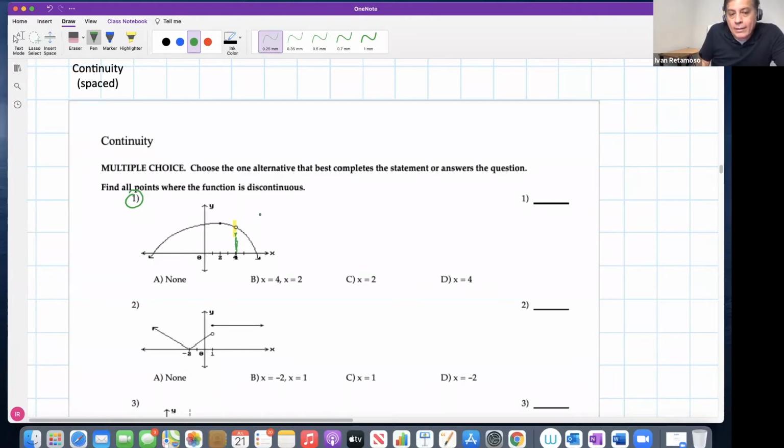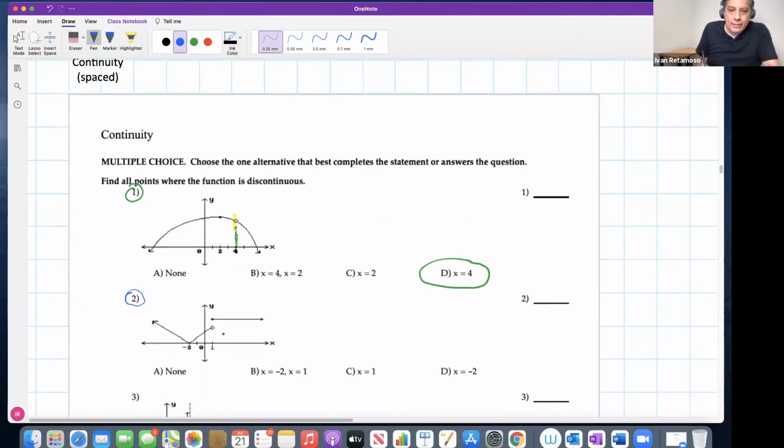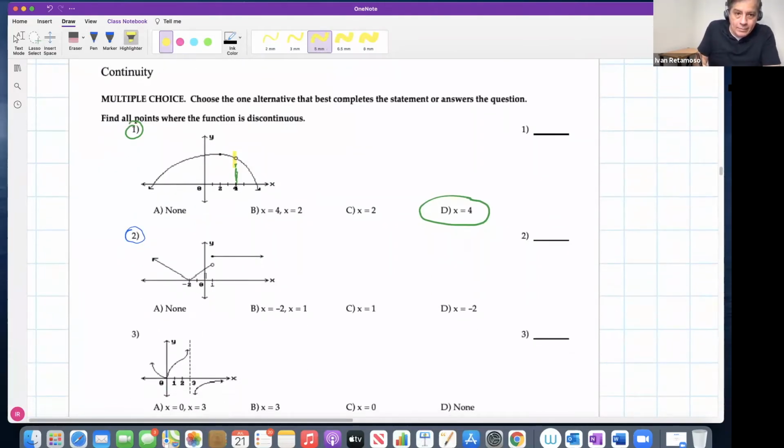At 4. And what would be the type of discontinuity, in your opinion? Is it a removable discontinuity, a jump, or an infinite discontinuity? It's a hole, so it's a removable discontinuity, x equals 4. Excellent, very good. What about number 2? What type of discontinuity are we dealing with, and at what input value? Pay attention to this piece, this piece missing. A jump. Excellent, a jump discontinuity, and it happens at 1.